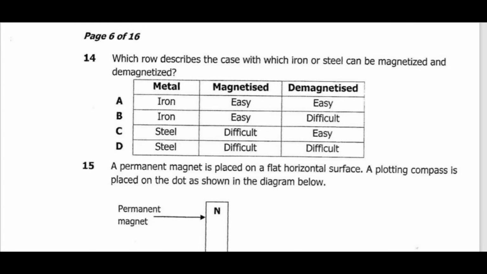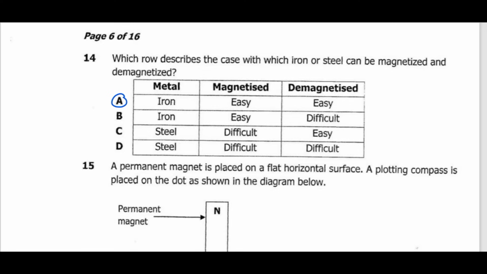Number 14. Which law describes the ease with which iron or steel can be magnetized and demagnetized? So let's begin with A. Iron is easy to magnetize and easy to demagnetize. We want to know which law describes the ease with which iron or steel can be magnetized and demagnetized. From my observation, A is the answer, because iron is easy to magnetize and also easy to demagnetize.